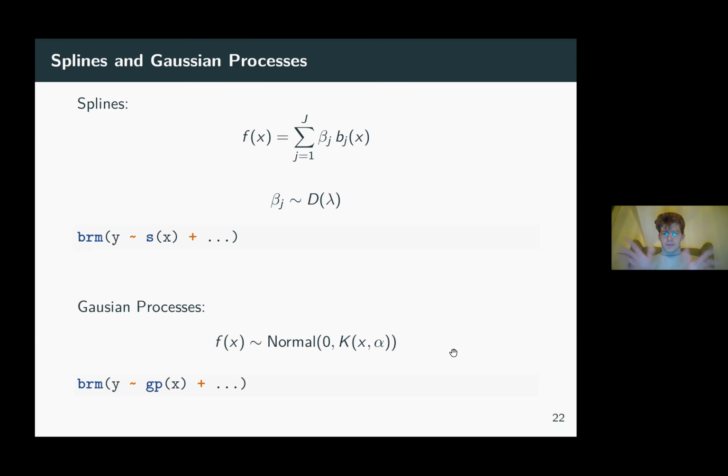There are lots of details of Gaussian processes, not the topic of today, but if you want to fit Gaussian processes, or alternatively approximate Gaussian processes that have some other advantages, we can just write GP(X), and then we're going to fit a Gaussian process of X to predict Y. Again, there are different options you can specify there, and you can look in the documentation of the GP functions to see some of these options.